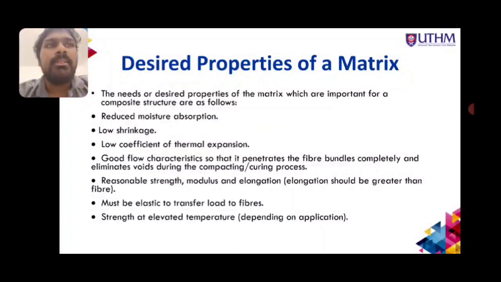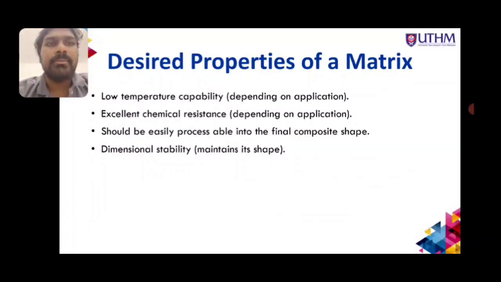The desired properties of the matrix which are important for composite structure are as follows: reduced moisture absorption, low shrinkage, low coefficient of thermal expansion, and good flow characteristics, so that it penetrates fiber bundles completely and eliminates voids during the compacting and curing process. Reasonable strength, modulus and elongation, must be elastic to transfer load to the fiber, and strength at elevated temperature. The desired properties also include low temperature capability, excellent chemical resistance, and it should be easily processable into the final composite shape.